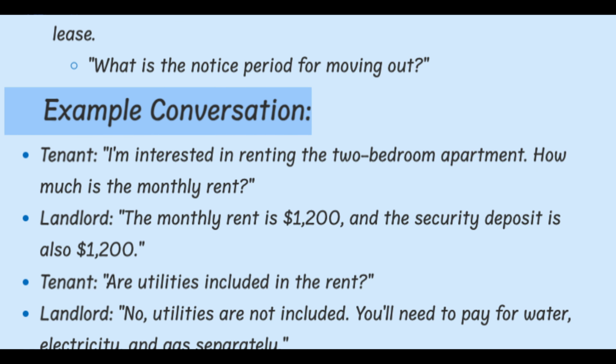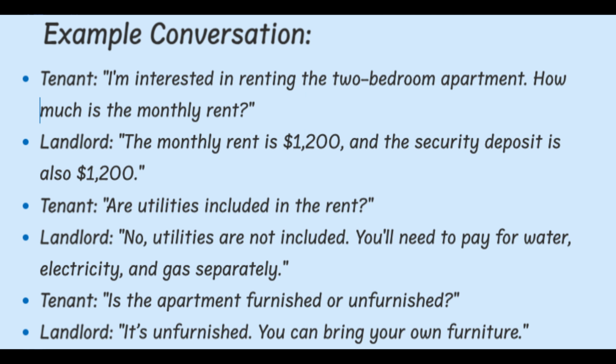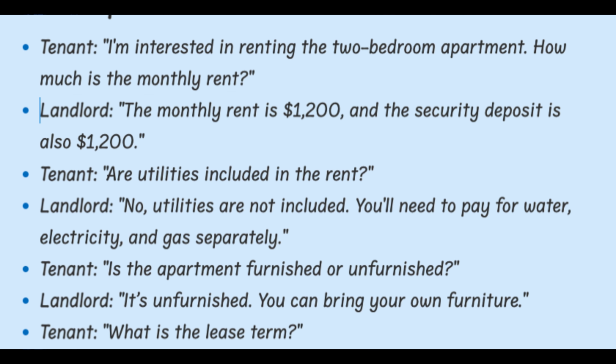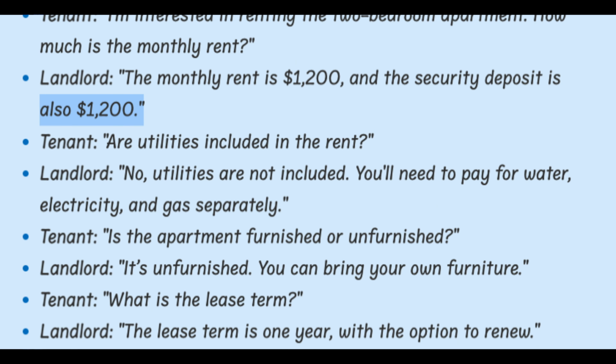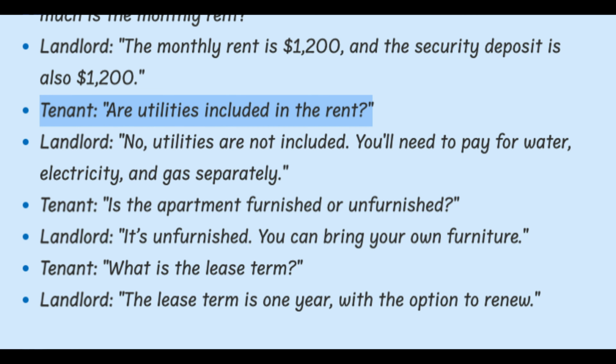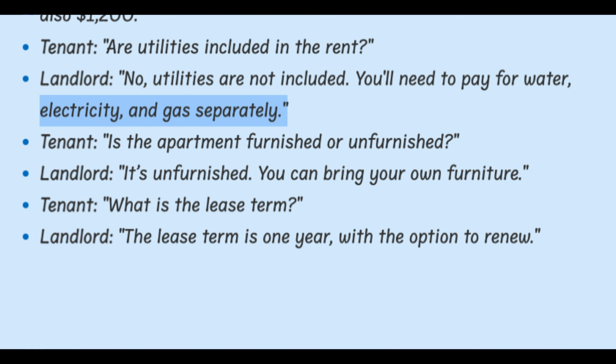Example conversation. Tenant: I'm interested in renting the 2-bedroom apartment. How much is the monthly rent? Landlord: The monthly rent is $1,200 and the security deposit is also $200. Tenant: Are utilities included in the rent? Landlord: No, utilities are not included. You'll need to pay for water, electricity, and gas separately.